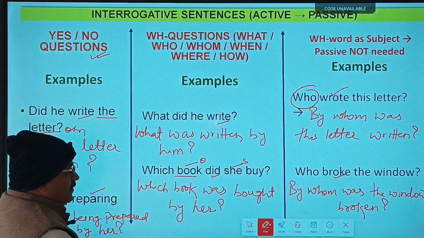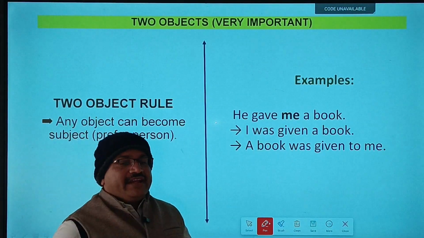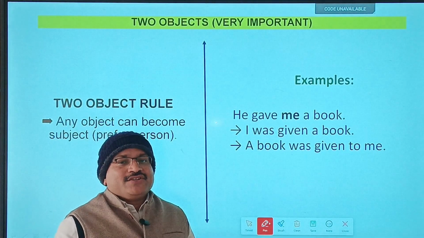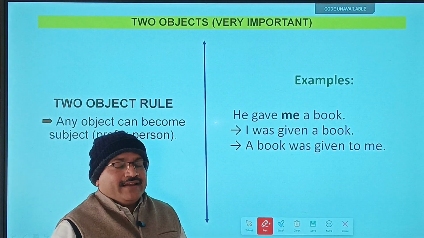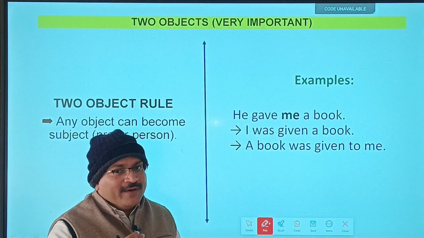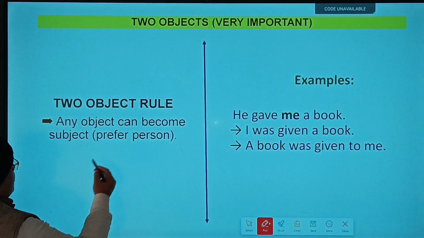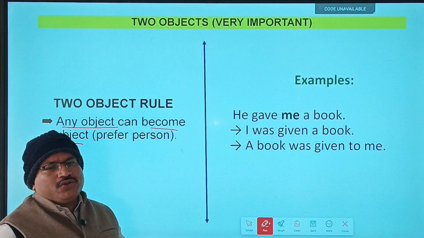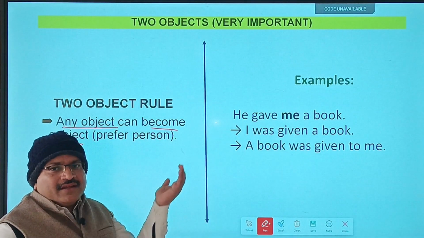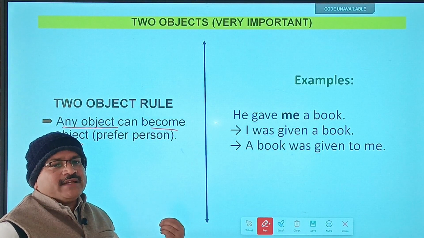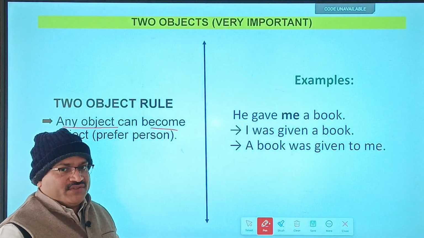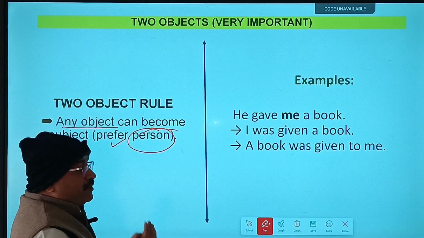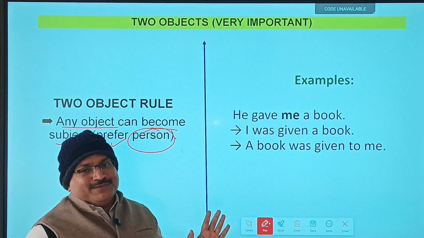Now let's move to the next one. Now friends, this is again very important. When a sentence has two objects, then how to change such sentence into passive voice? The rule says any object can become subject. You can pick up any object of that sentence and bring that object at subject's place and you can change into passive. But prefer what? Person. If object is the person, prefer that object.